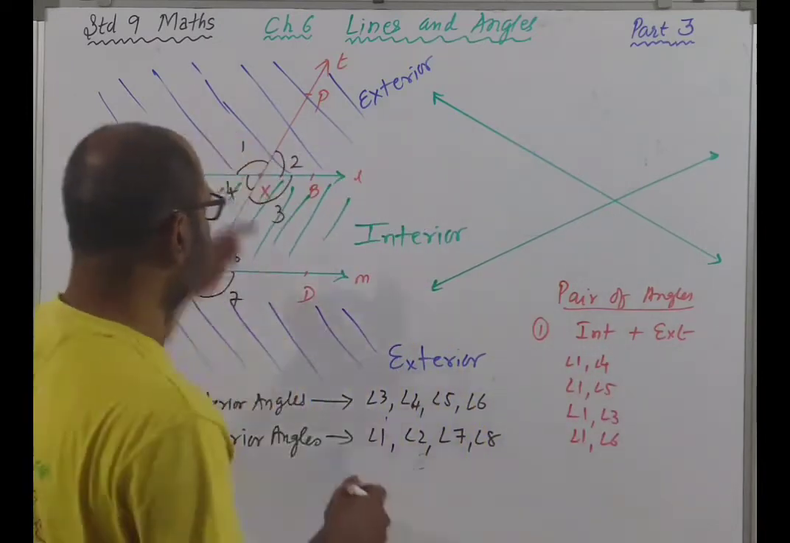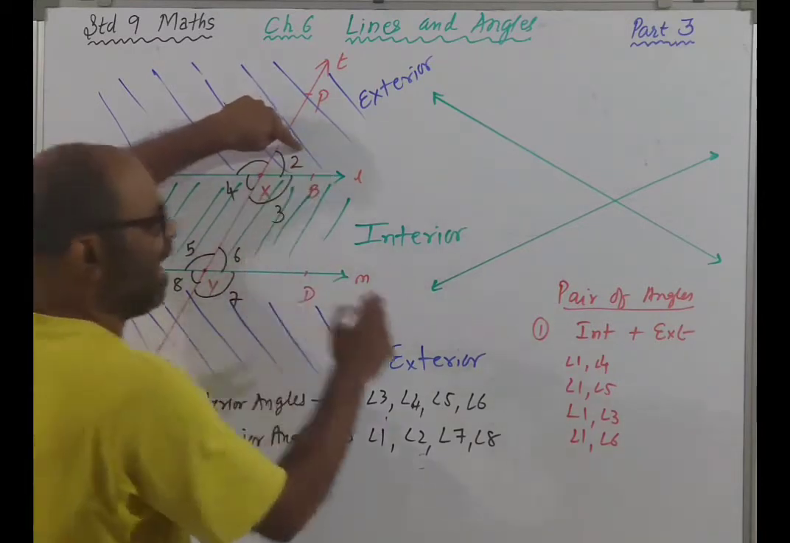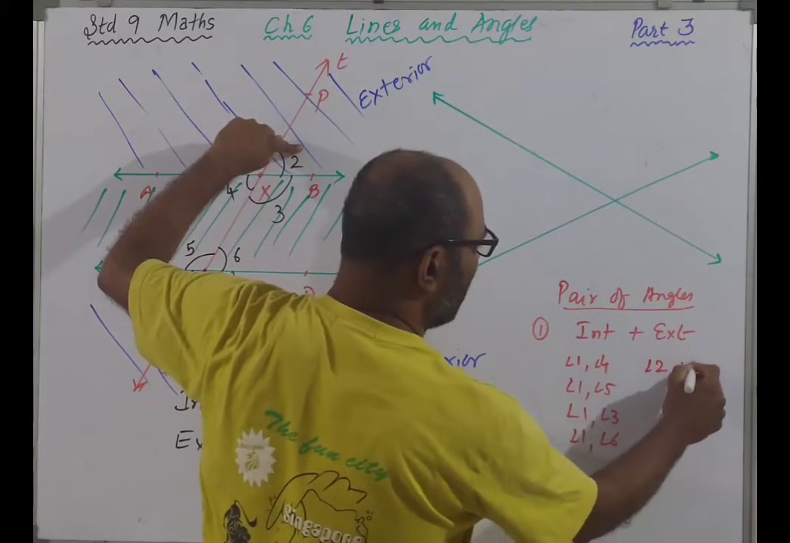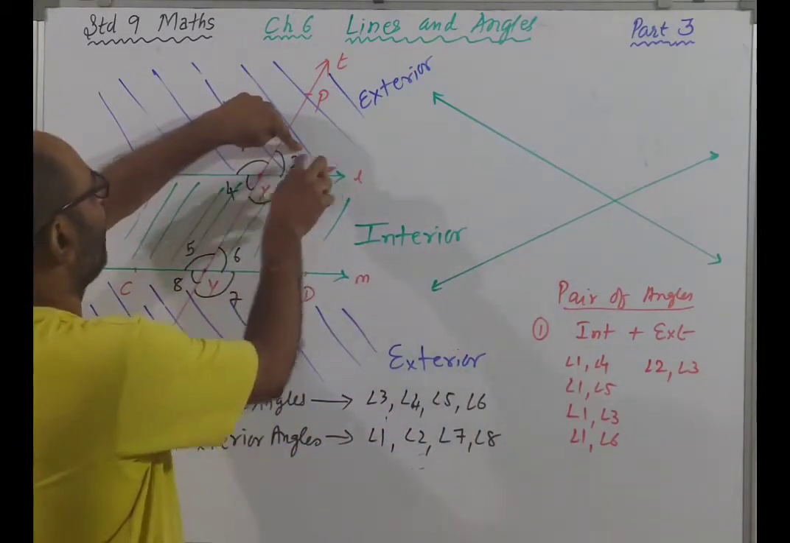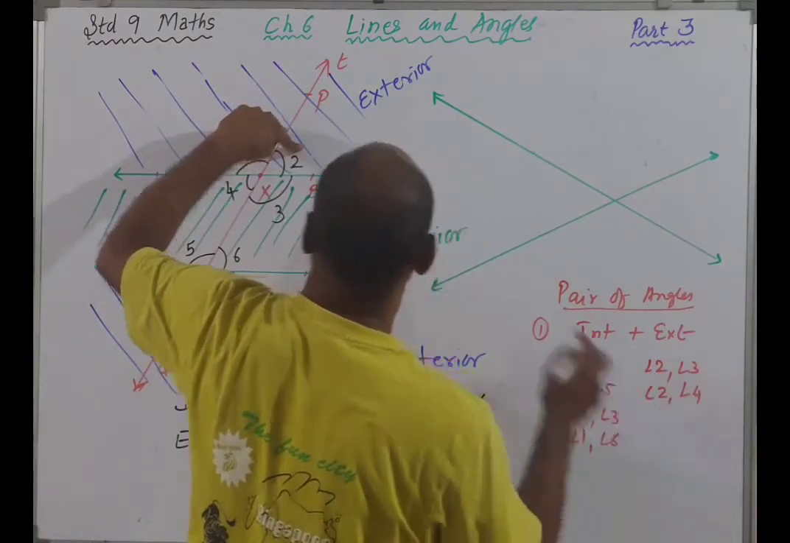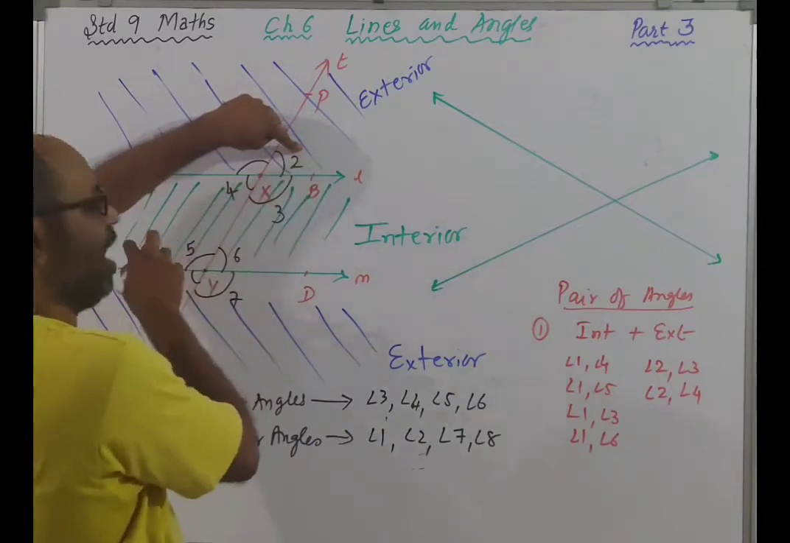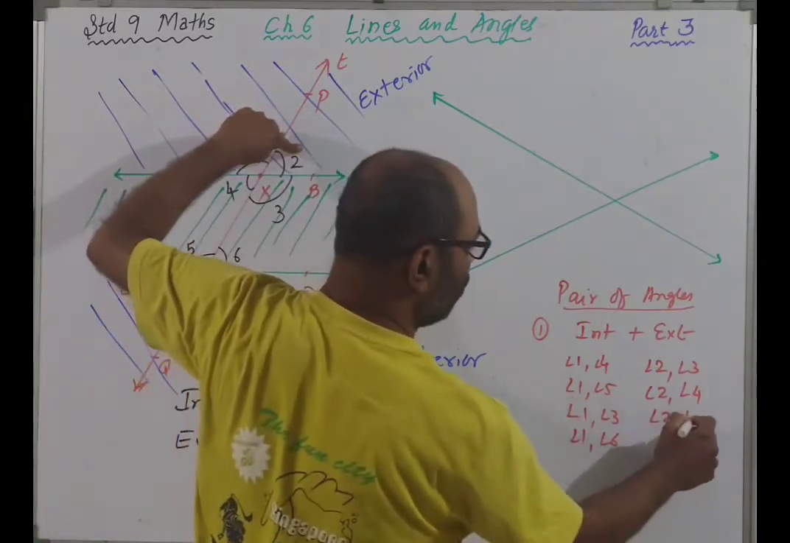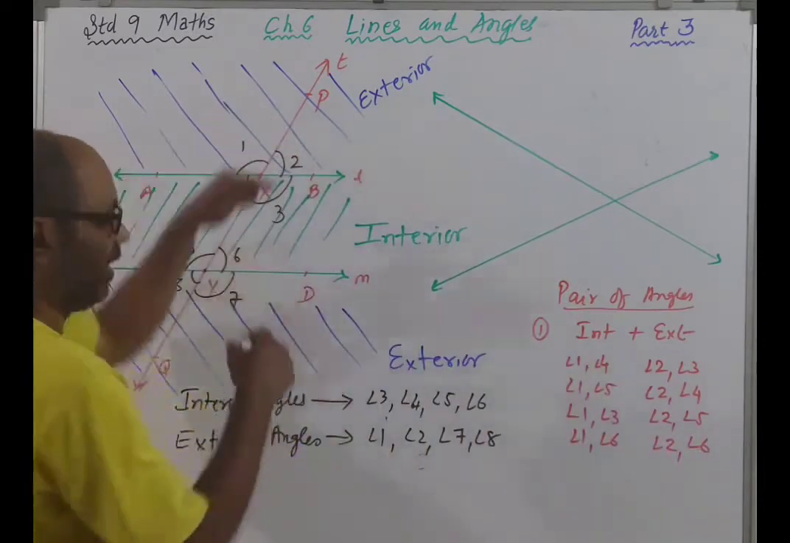अभी तो केवल सिर्फ 1 से खत्म हुआ, 2 से शुरू करो. एंगल 2 एंगल 3. 2 is in the exterior, 3 is in the interior. Then angle 2 angle 4. 2 is in the exterior, 4 is in the interior. Angle 2 angle 5, and angle 2 angle 6.